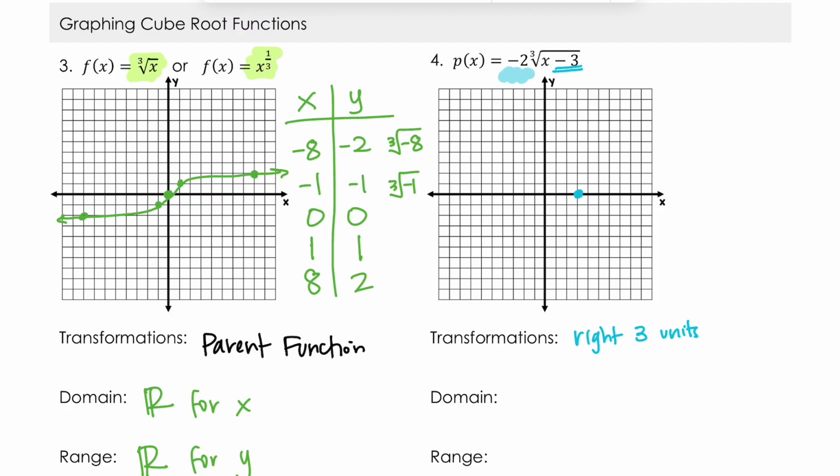And then in front, we have two things going on. We have a negative and we have the 2. So we kind of want to list those separately. The negative means it's going to be flipped upside down. A negative in front is saying we're flipping upside down. So that is a reflection over the x-axis. And that is, like I said, upside down.